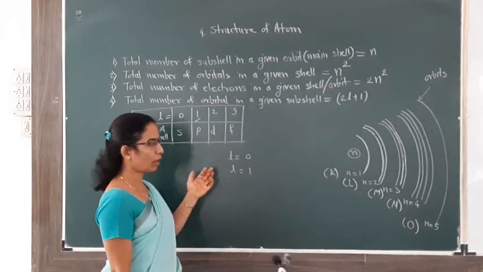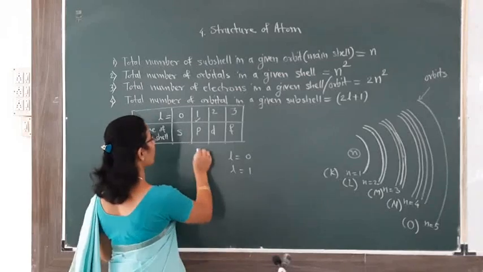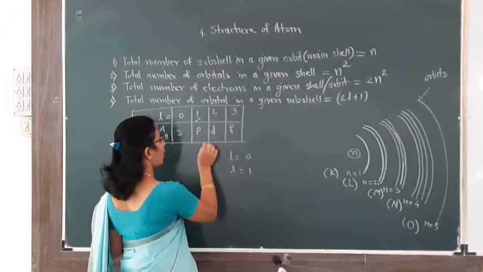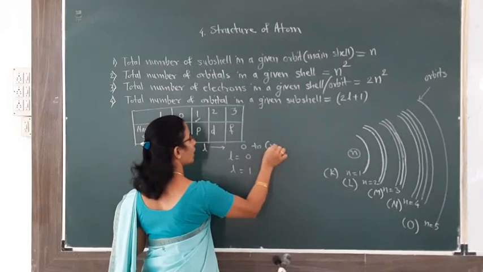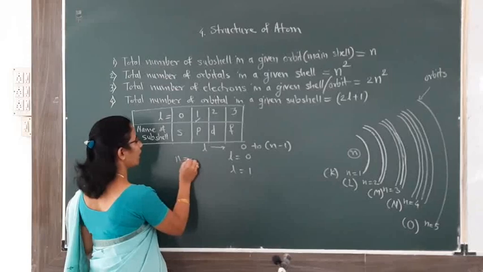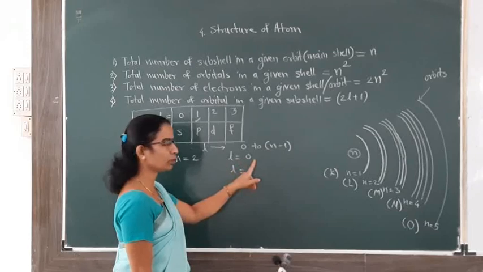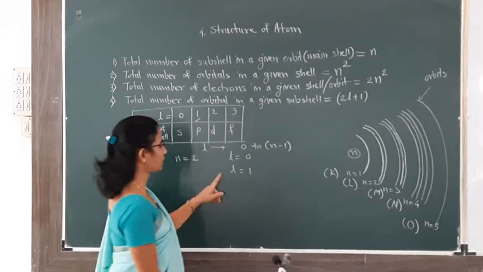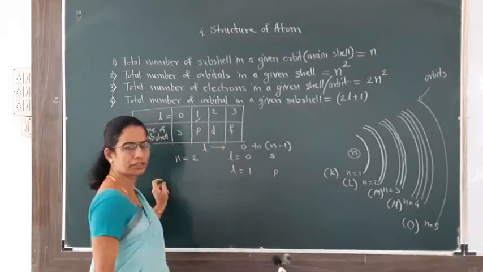Yesterday I have told you how the values of L are given with the help of N. If you know the value of N, then the values of L are ranging from 0 to N minus 1. So with the help of this formula, I have told you here that if main shell is 2, L is equal to 0 and L is equal to 1. So these are the subshells and they are named as S and P with the help of this chart.